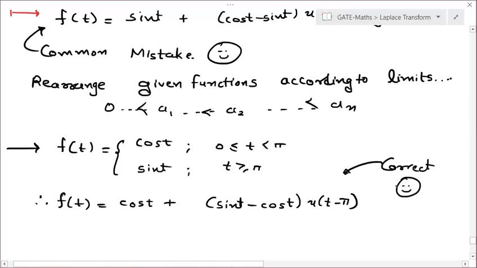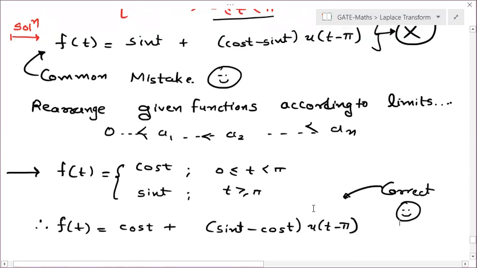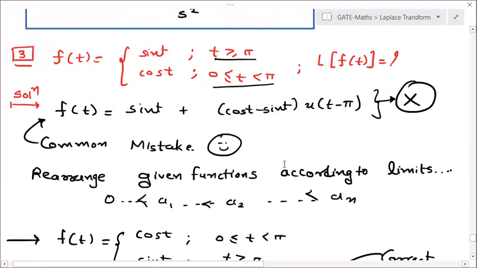Got this? Please give me some response. Is it clear or not? Why was the above statement wrong and this statement right? Is it clear? Okay. It is just due to rearranging. Sir, the answer came.